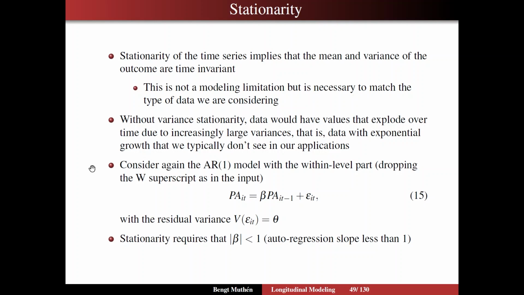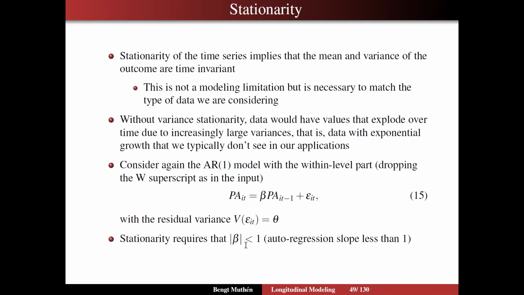Now just look at this bullet here. If you consider this AR1 model, that is the lag 1 autoregressive model on the within level, dropping the W superscript and just writing it like in 15 here. Stationarity for the variance, assuming the residual variance is theta, which is the same across time, implies that the absolute value of this regression coefficient needs to be less than 1. So an autoregression, autocorrelation slope less than 1.